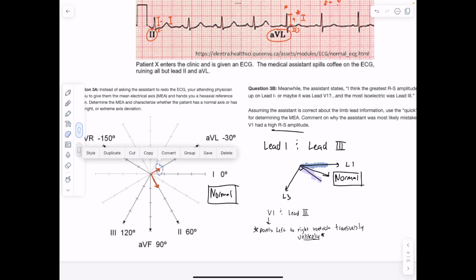Then we're going to use our vector summation. So we keep the arrows parallel, head to tail, and then we draw our resultant. Our resultant is this way, and we know that normal is anywhere in this region. So this is in fact normal.